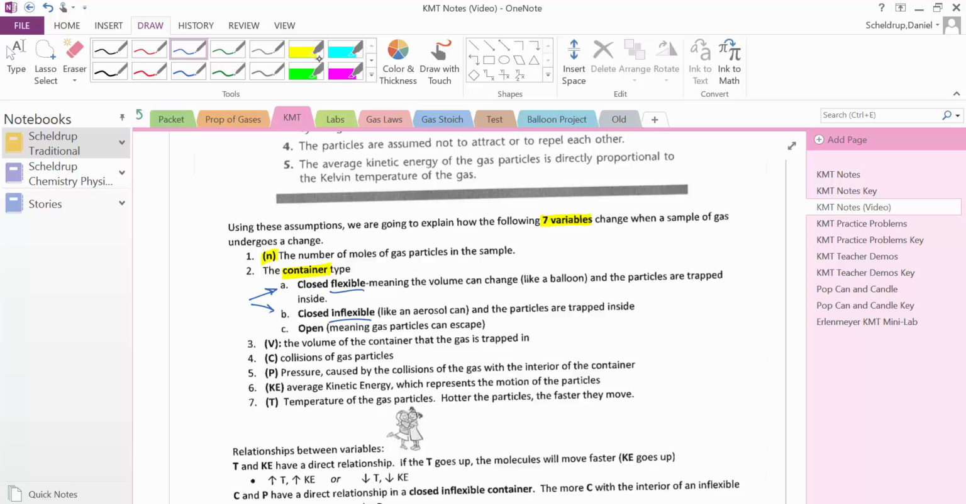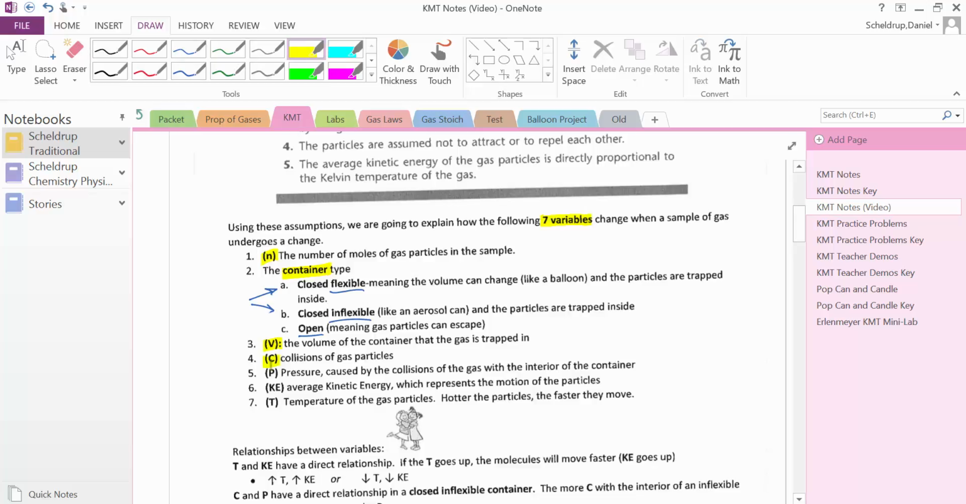The third option is what happens if it's an open container. So that means there's an opening in the top. Imagine like a pop can that you've already cracked the lid to. Gas can go in through that opening, it could come out through the opening. The number of particles can change in the sample. The next variable is volume, which just represents the amount of space that the gas takes up.